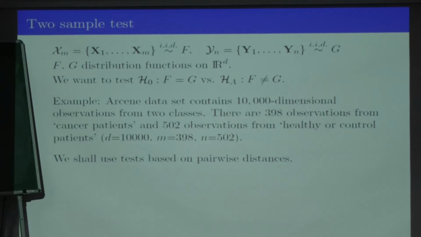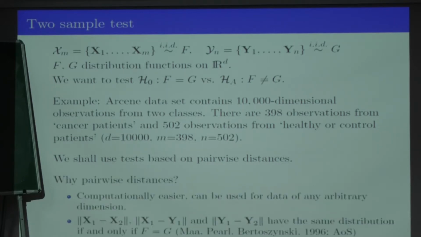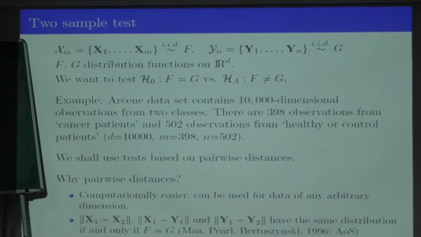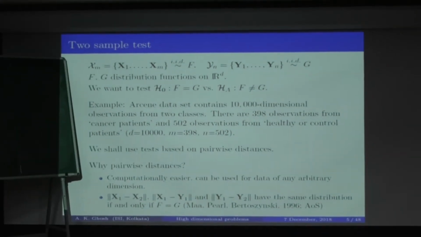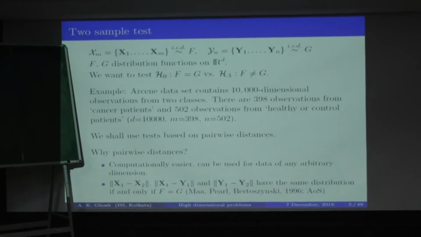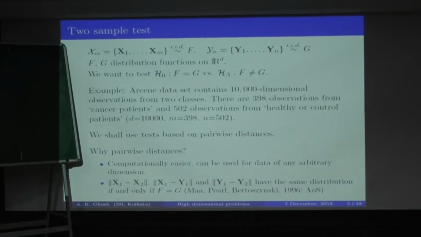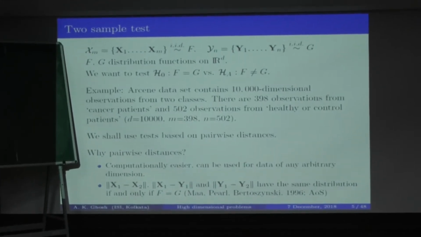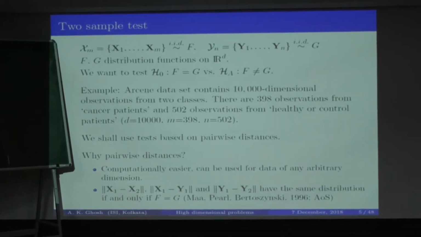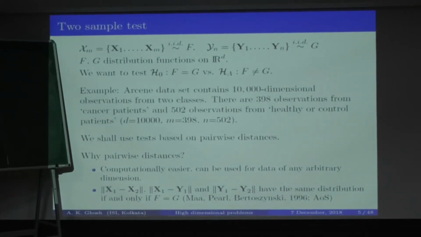So as I have mentioned, here for this problem, I'll be discussing some methods based on pairwise distances because the traditional methods have some problem. So you may ask me, why pairwise distance? First of all, it is computationally easier. You can compute it for data of any arbitrary dimension. And on top of that, we have a nice property.